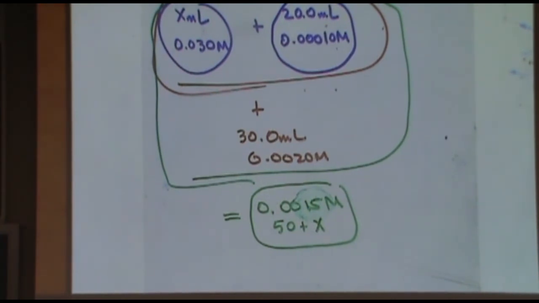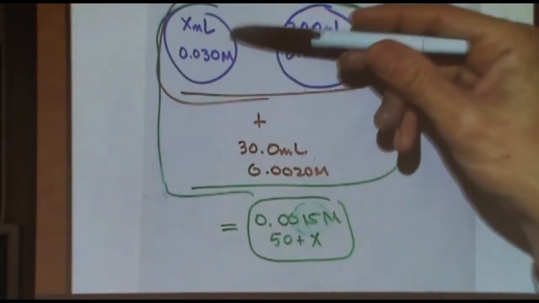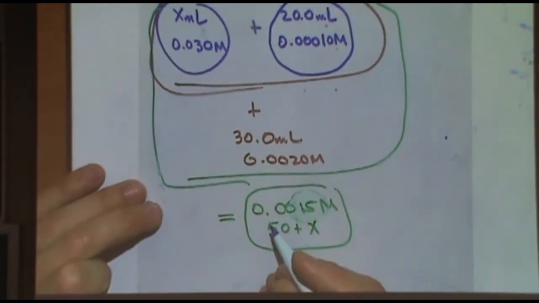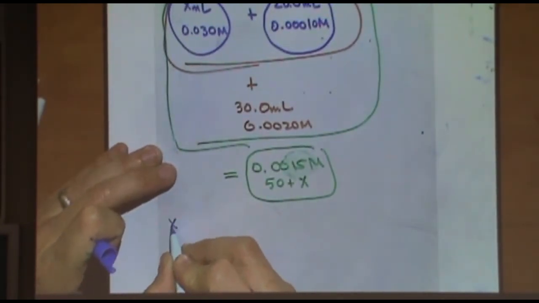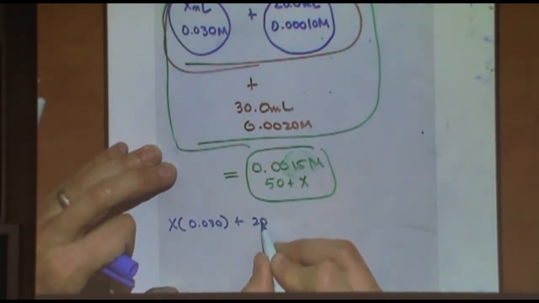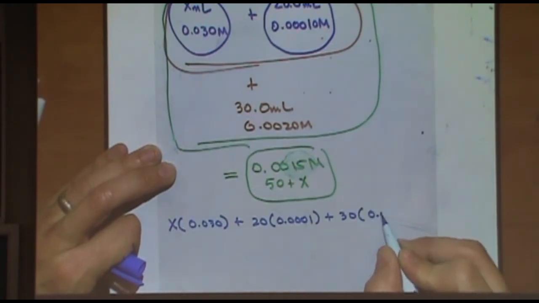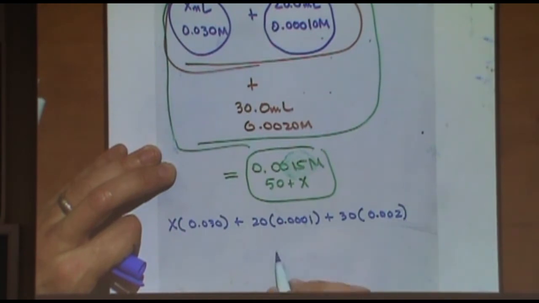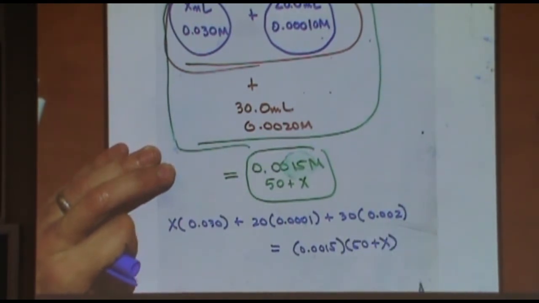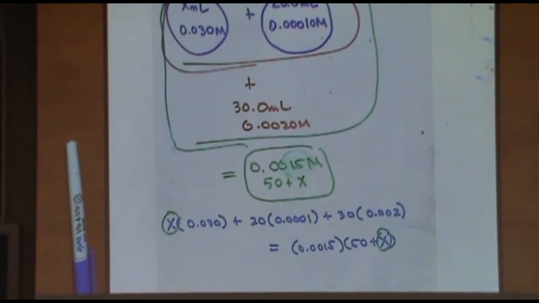Basically, you're setting the moles equal, meaning the moles of this here will equal the moles of this. So how do you get moles? Well, it's the molarity times the volume. So I'm just going to set up the molarity times the volume. Zoom out a little bit more. So I'll go X times 0.030 plus moles of the next one, 20 times 0.0001 plus the moles of the next one, 30 times 0.0020. So see how I'm just multiplying the volume and the molarity? Equals 0.0015 times 50 plus X. There's only one variable, X, so solve for X. Variables right here and here. Okay, next. Okay, yes?